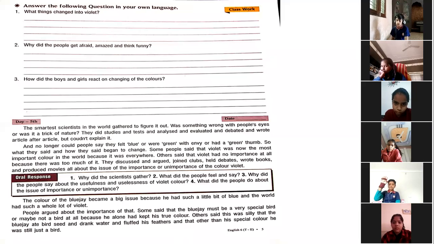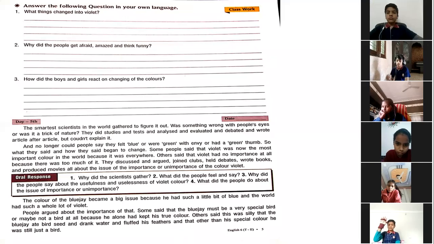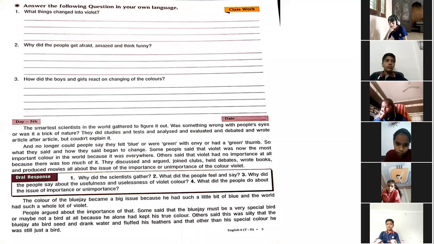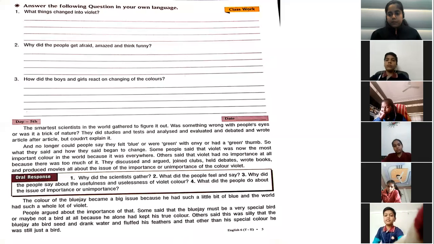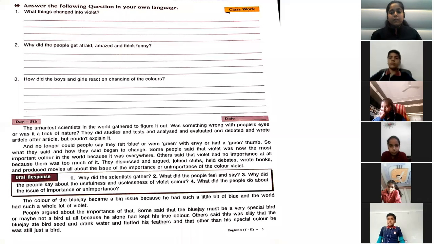Okay, Karthik is raising his hand. Karthik, I'm unmuting you, okay? Just tell me the answer. Just wait for a second here. Where is Karthik? Yeah, here. Yes, Karthik, tell the answer to the whole class. Why did the scientists gather?